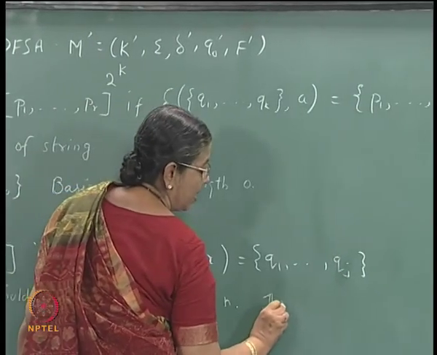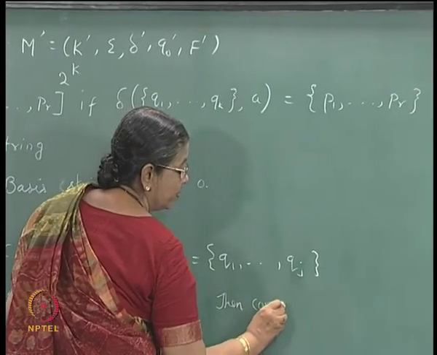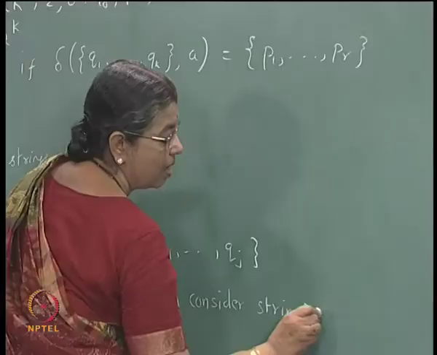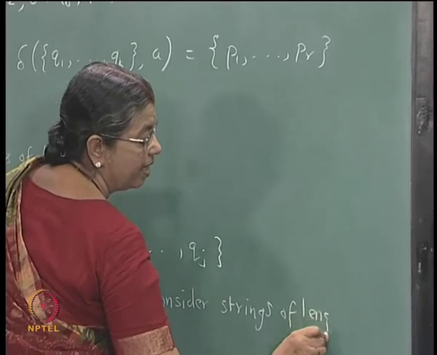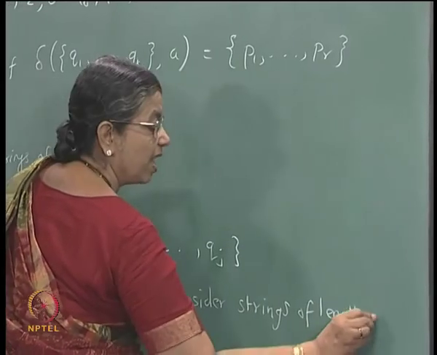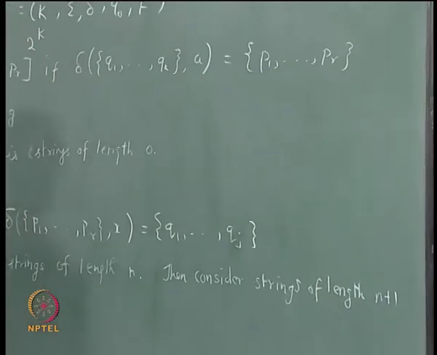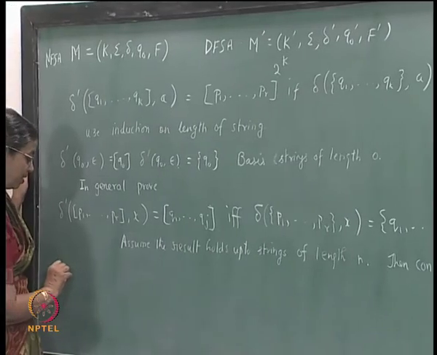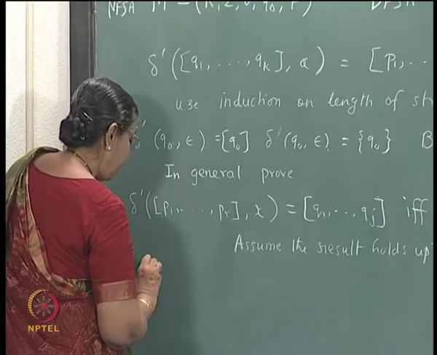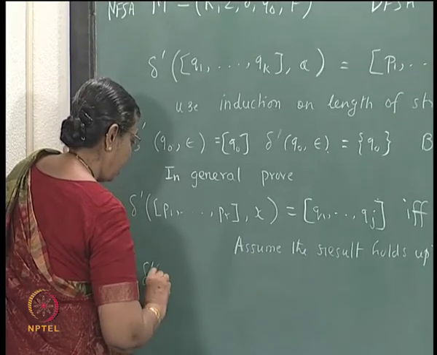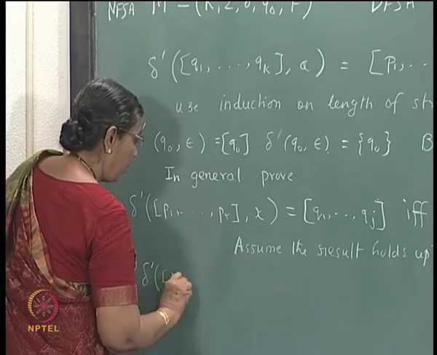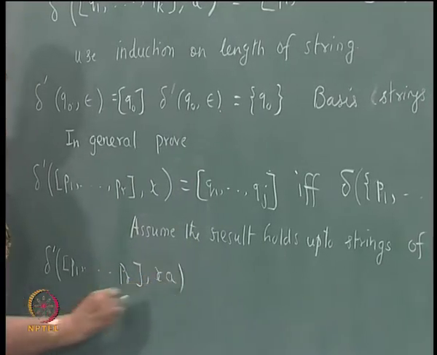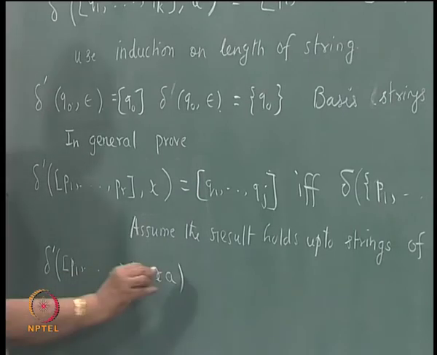then consider strings of length n plus 1. So, what can you say about this? Delta dash, say, P1 P2 PR XA, what will be this?